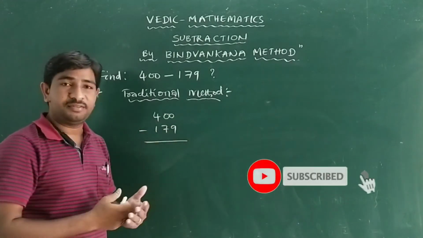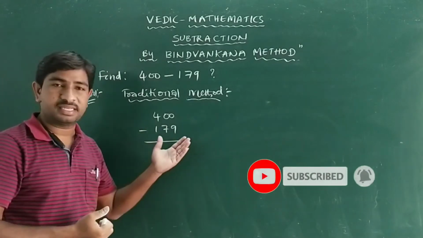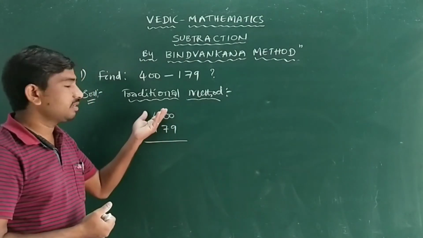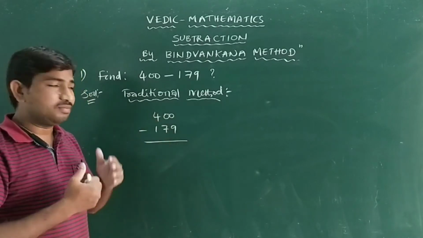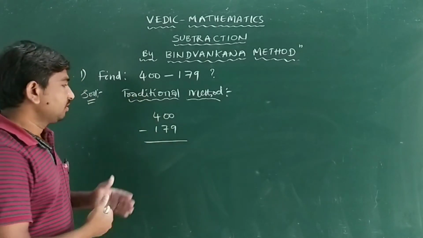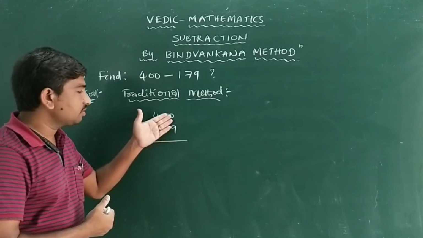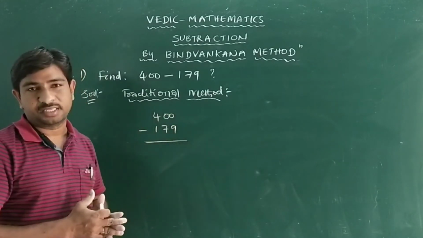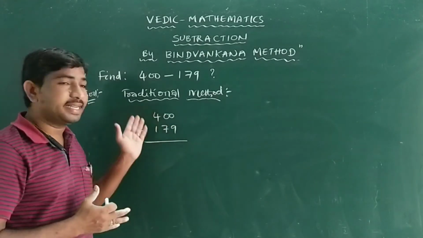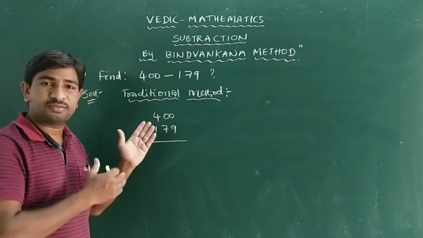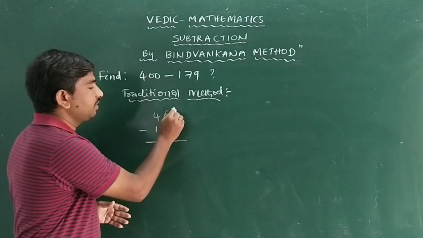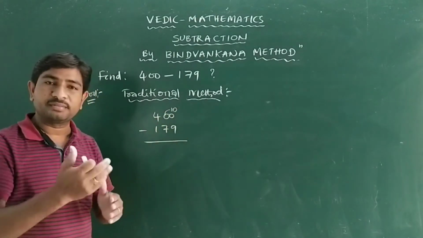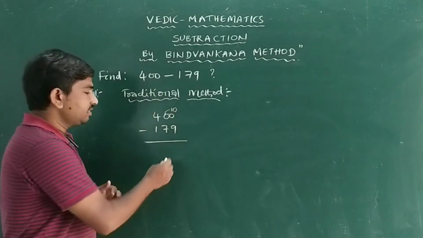First of all we have to arrange the two numbers in such a manner: bigger number above and smaller number below. Now in the traditional method, what will we do? 9 is subtracted from the smaller number 0. It is not possible. In this case we take a borrow of 10 from the preceding number. Now this 0 becomes 10. 10 minus 9 is 1.